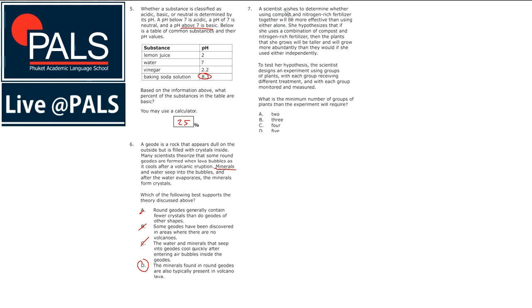A scientist wishes to determine whether using compost and nitrogen-rich fertilizer together will be more effective than using either alone. Probably on the rate of plant growth. She hypothesizes that if she uses a combination of compost and nitrogen-rich fertilizer, then the plants that she grows will be taller and will grow more abundantly than they would if she used either independently. To test her hypothesis, the scientist designs an experiment using groups of plants, with each group receiving a different treatment, and with each group monitored and measured. What is the minimum number of groups of plants that the experiment requires?